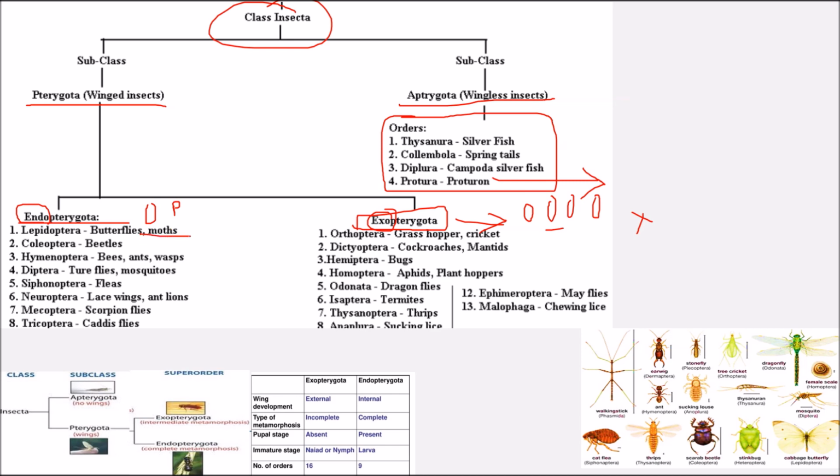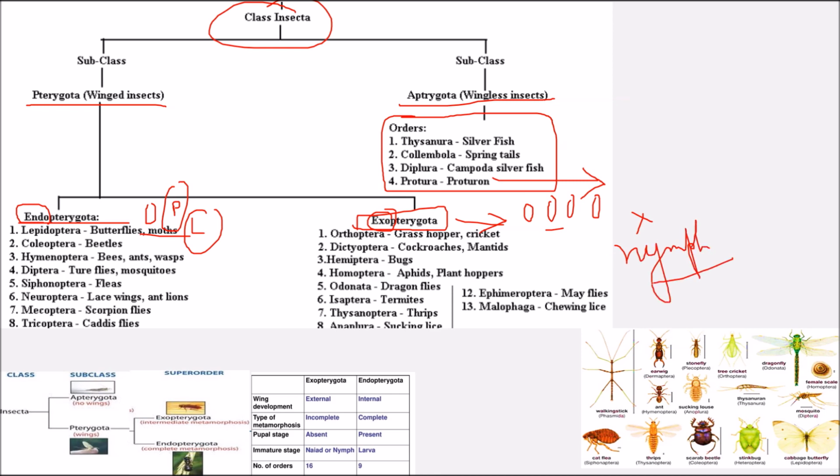So moths fall into this category. You will not see moths falling into the Exopterygota category. So there is a difference in that way. Larva and pupa are there in this category. Here, Exopterygota will only have nymph.